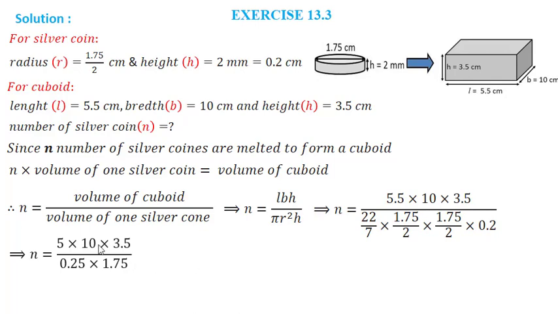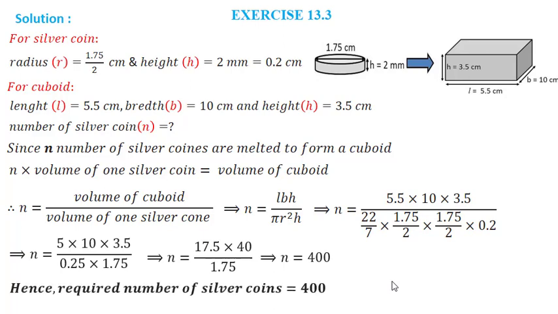Now 10 divided by 0.25 gives me answer as 40. This 5 into 3.5 gives me 17.5. So I will write n as 17.5 into 40 divided by 1.75. That gives me value of n as 400. So I will say that required number of silver coins is 400.